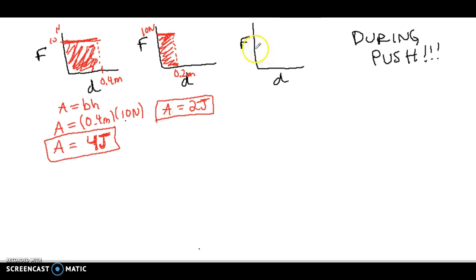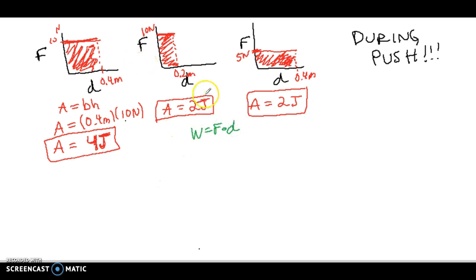Okay, another way I could impart this energy is I could only apply 5 newtons of force, but let's do that again over the longer distance. Okay, so I've got 5 times 0.4. That's going to again give me 2 joules of energy. So you can see this work, force, distance interplay here again, right? I can get the same amount of energy out either by applying a big force over a small distance or a small force over a big distance, and I can still get the same result from that.